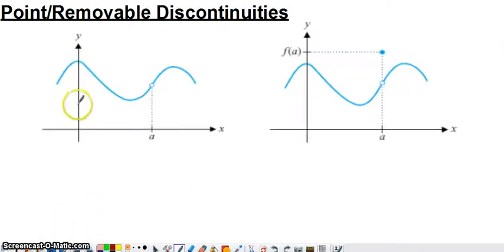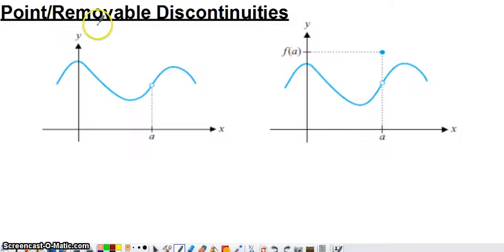So these next few screens here, we'll just take a look at some different types of graphs and talk about specific types of discontinuities. This screen right here has two examples of what we would call point discontinuities or removable discontinuities. The reason why these are removable discontinuities is because what we can do with this function right here is we can redefine it at this one x value to include that point or fill in that open circle that's not included on the graph.